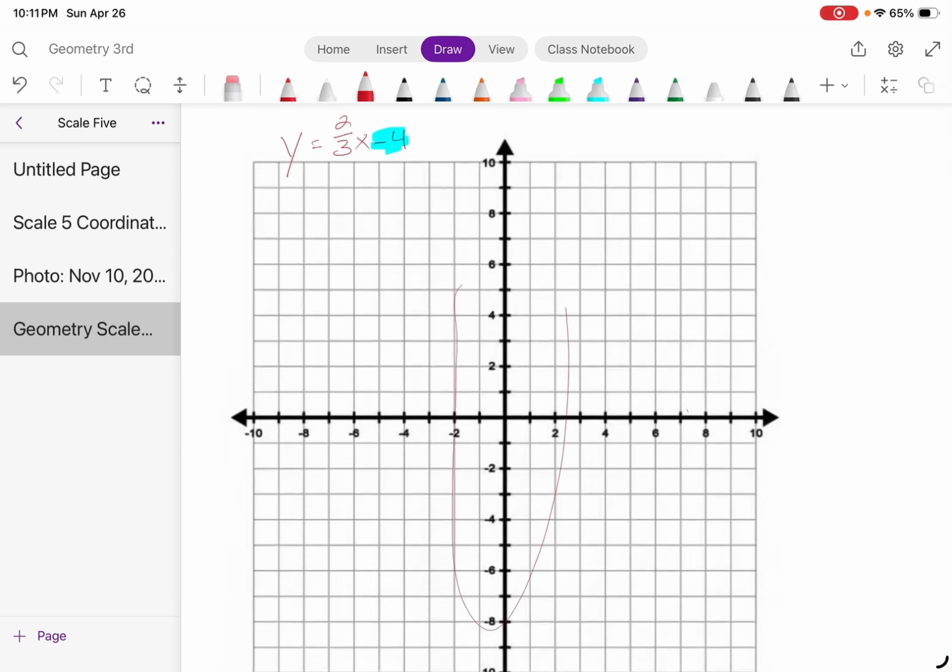Now, the y-axis is this up and down axis. So if it's a -4, it's going to cross down here at -4. If it was a +4, it'd cross up here at +4. So since this number here is a -4, we put a dot. That's where your line's going to cross.